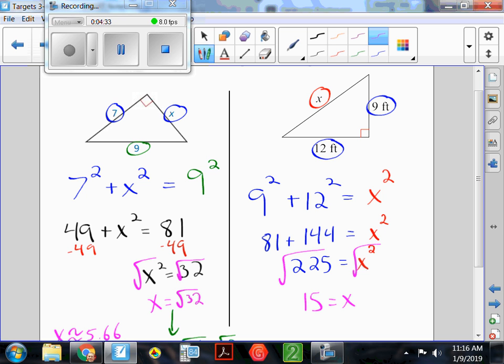You may have gotten to 15 a different way. Maybe you said that 9 times 25 is equal to 225. So then the square root of 9 is 3, and the square root of 25 is 5. 5 times 3 is 15. So when you do the Pythagorean theorem, be careful where you put your x value. You need to pay attention to whether or not x is the hypotenuse or a leg.